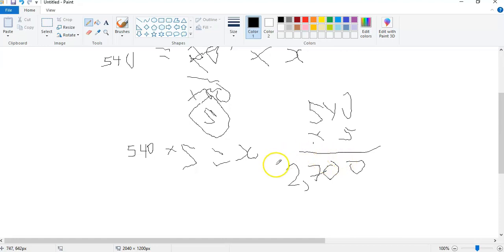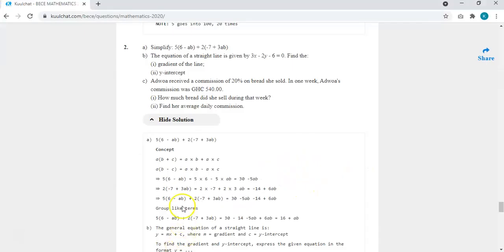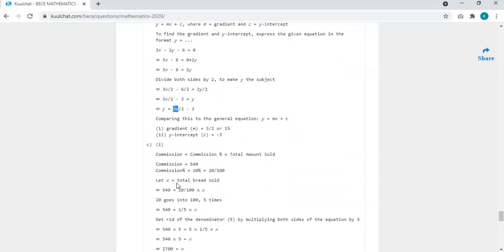Okay, so we have this amount of bread actually sold. So I'm going to go over it. Commission is equal to commission percentage times total amount sold. So our commission is 540, then commission percentage is 20%, which is 20 over 100. So let x equal total bread sold. So we get 540 is equal to 20 divided by 100 times x. Now 20 goes into 100 5 times. We get 540 equal to 1 over 5 times x.